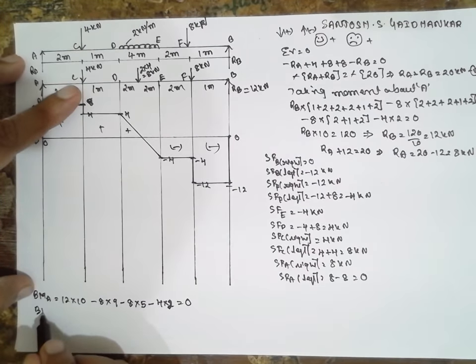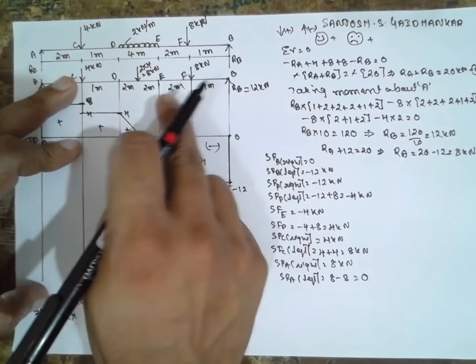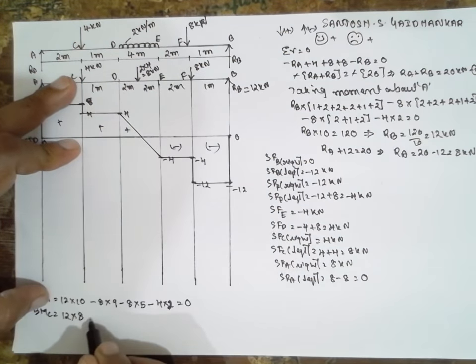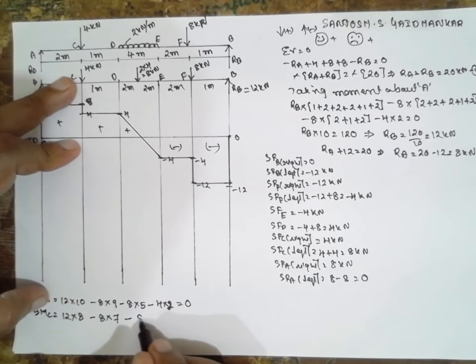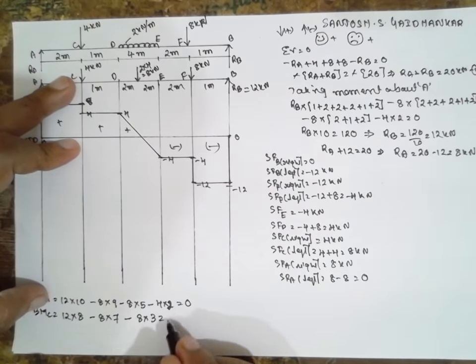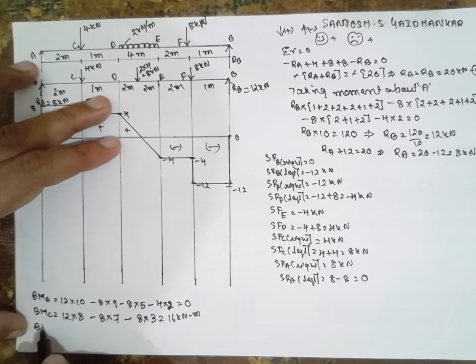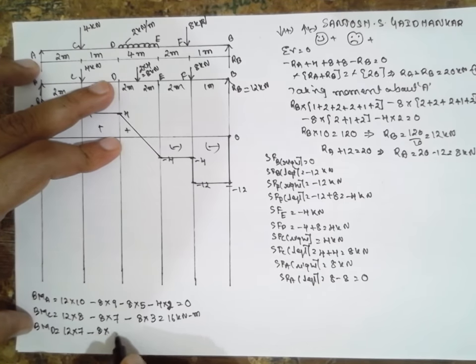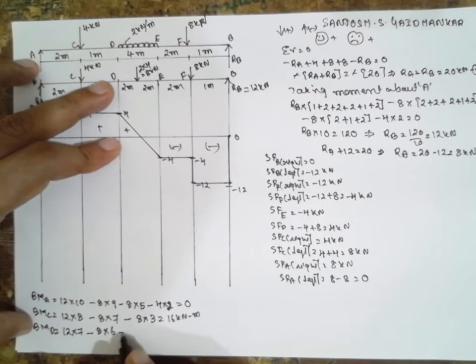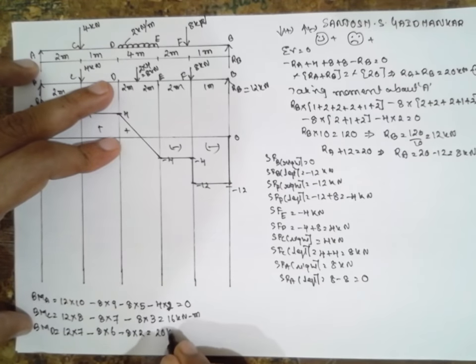Now we will go for bending moment at C. 12 into total distance, 1, 6, 7, 8. Minus 8 into distance, 7, minus 8 into 3. Answer is 16 kilonewton meter. Next, bending moment about D. About D, 12 into distance, 7, minus 8 into 6. Next, minus 8 into 2. Answer is 20 kilonewton meter.